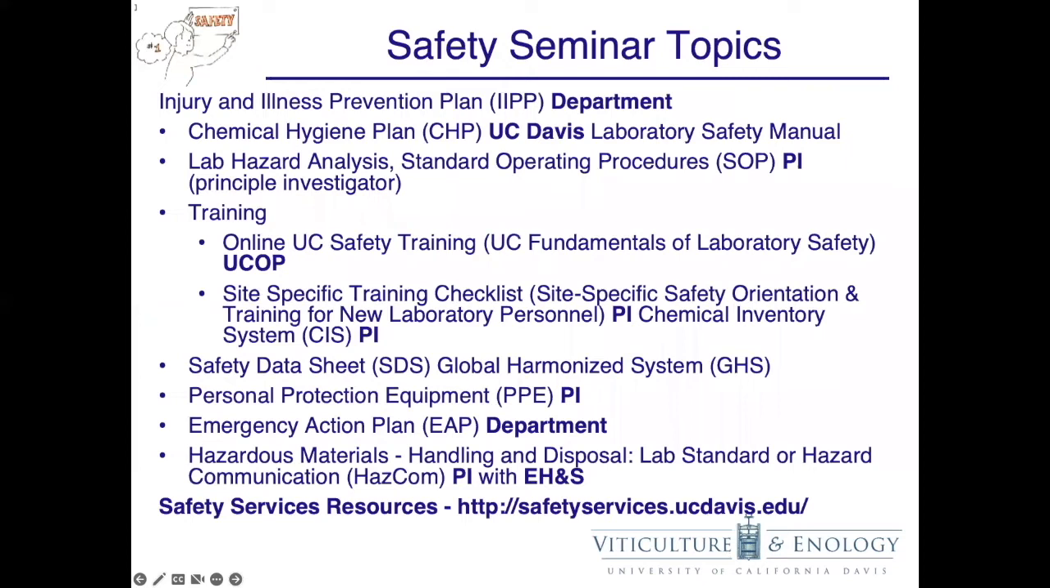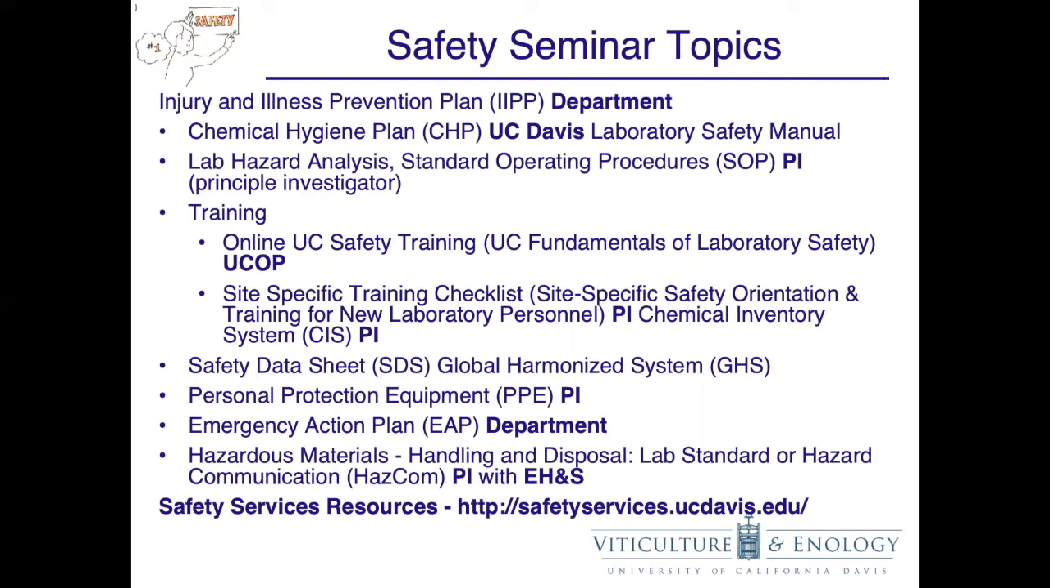These are the main topics that we will discuss today. The Injury and Illness Prevention Plan, or IIPP, which is filled out and provided to employees and students by the department. The Chemical Hygiene Plan, which is in the Campus Distributed Laboratory Safety Manual. Lab Hazard Assessment Tool, or LHAT, and Standard Operating Procedures, which are lab-specific and completed and distributed by the PI. Training, such as the UC safety training called the UC Fundamentals of Laboratory Safety, and site-specific training, which is done by the PIs or lab managers in each laboratory.